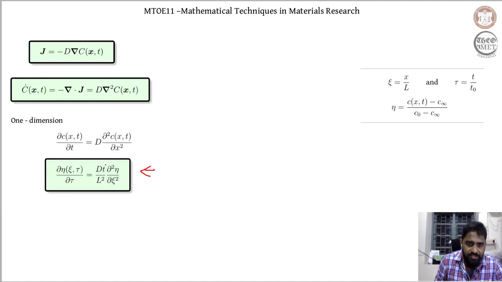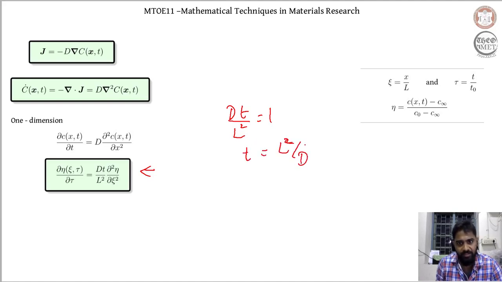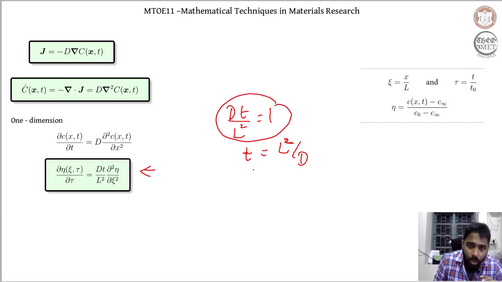Now we have a constant here, that is Dt by L squared. For the sake of solving this expression, for simplicity, let us assume this set of constants to be equal to 1. One way of looking at this: when I make this assumption, when the diffusivity of my system or the material I am considering is fixed, I will be able to say how long it will take for me to cover the distance of L.